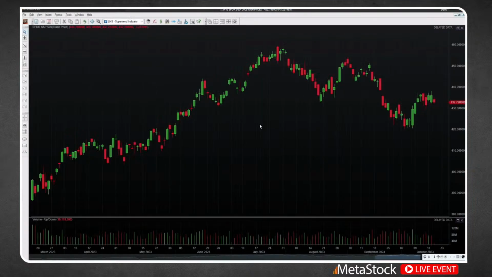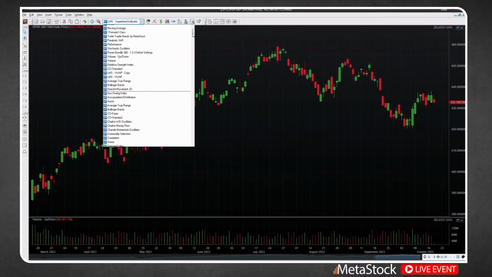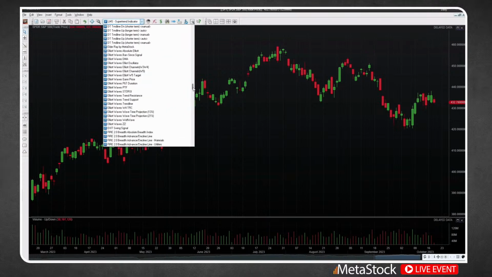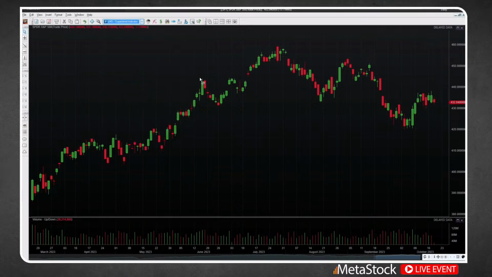All right. What we've got here is a chart of the SPY, which is an ETF of the S&P 500. The first thing I'm going to do is go up to our indicator quick list. When you install any of our systems from the Learn MetaStock website, all of my formulas begin with LMS for Learn MetaStock. So you scroll down and find this formula, called the Supertrend indicator, and drag it directly on top of your price bars.